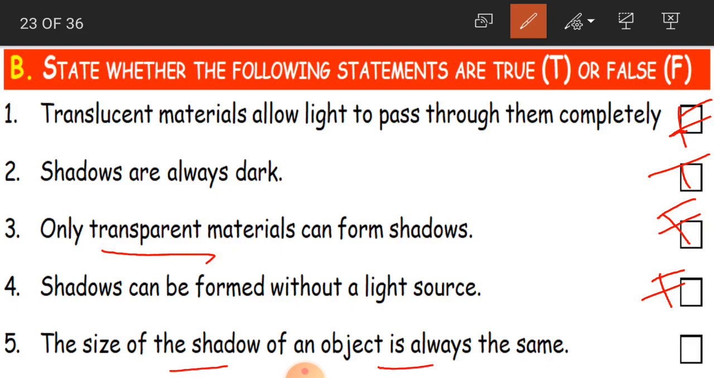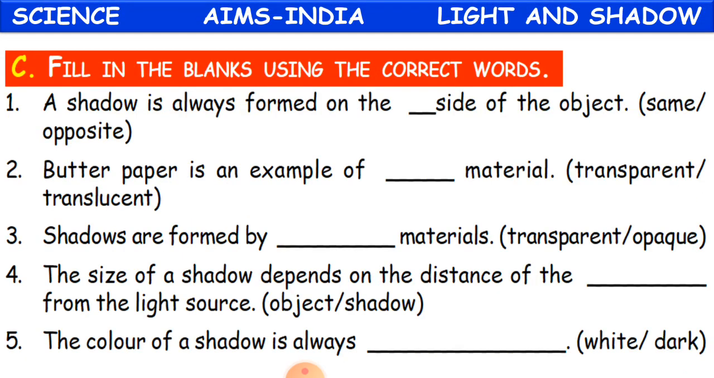And the fifth one, the size of the shadow of an object is always the same. Is it true, children? No, it is again false. Why? Because as the light is close to the object, the shadow size increases. As the light is far away from the object, the shadow size decreases. So the size of the shadow of an object is not the same. Clear, children? Yes, now clear.